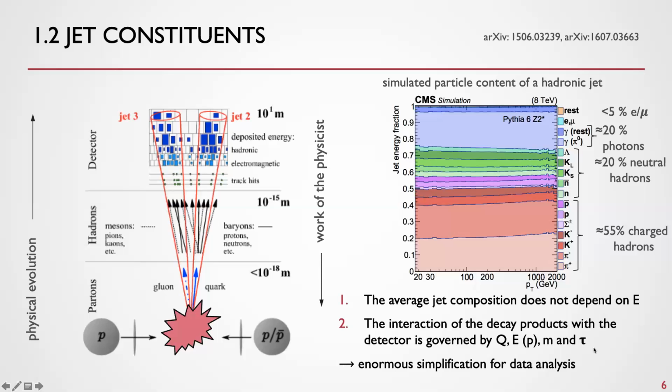Lifetime we denote by tau. So charge, energy, momentum, mass, and lifetime are the quantities that we parameterize our detector response with. That's really an enormous simplification. We don't have to reconstruct all those particles to infer the momentum of the initial parton, because it is known on average.